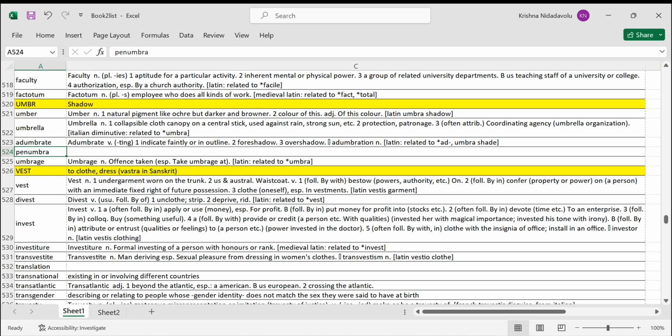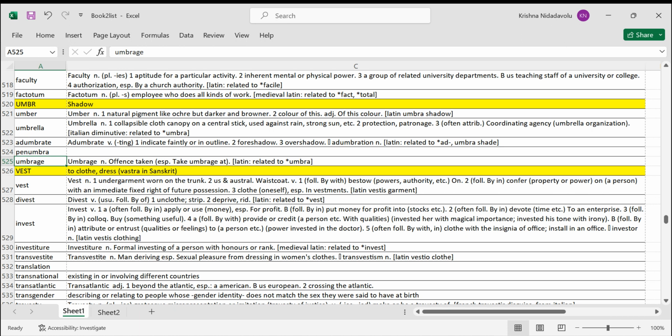Umbrage. Umbrage is actually a feeling of resentment at some slight or insult, often one that is imagined rather than real, because often that is kind of shadow, not real. Umbrage was originally a shadow, and it soon came to mean a shadowy suspicion.